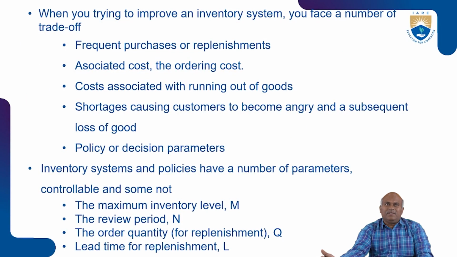Next case, when you're trying to improve the inventory system, you face a number of trade-offs. We need to reduce the money to manufacture the product. We should face a number of trade-offs. First is frequency of purchasing or replacement. For some of the items we are going to purchase frequently, or if you are writing a program, some of the instructions or declarations we use frequently, then we make that a global state.